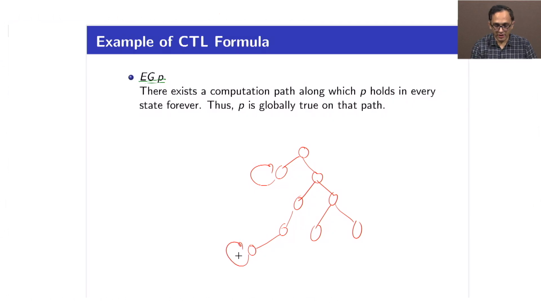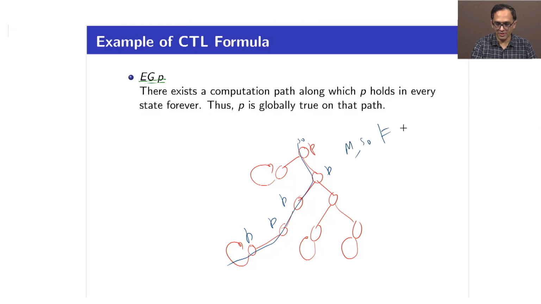So, you have to find one path in which globally P holds. Let us say this is my path: P, P, P, P and P. So, this is the path in which globally P holds. Then I can say this model S0 satisfies E G P, because I found one path in which globally, which means in all states, P holds. So, this is understood.